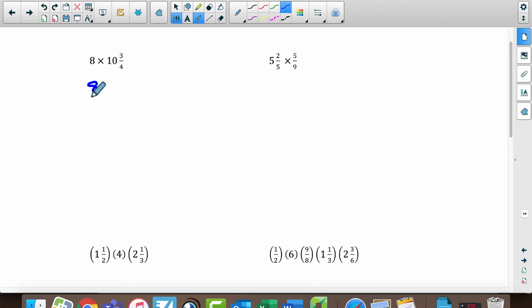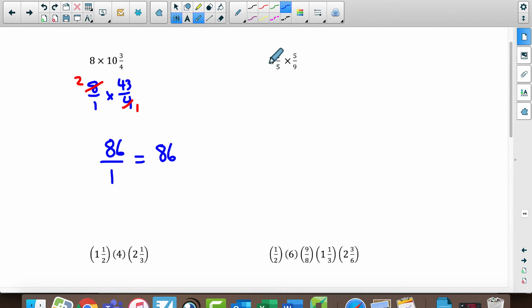We put 8 over 1. And then we can't multiply if it's in mixed form, so we'll switch that. 10 times 4 is 40, plus 3 is 43, and we keep the denominator the same, 4. Can you ninja slice? You sure can. The 8 and the 4. Divide them both by 4, and you'll get 1 and 2. Now we can multiply. 2 times 43 is 86, and 1 times 1 is 1. Oh, 86 over 1. Why don't we just write 86?